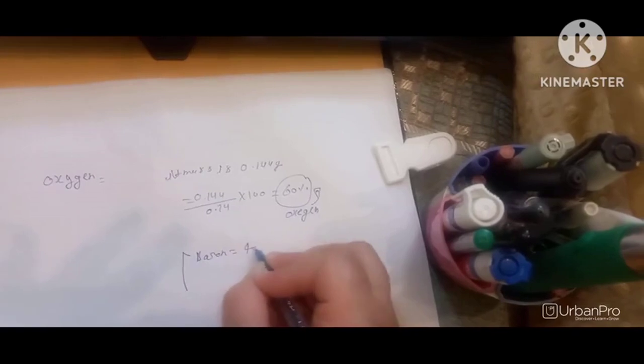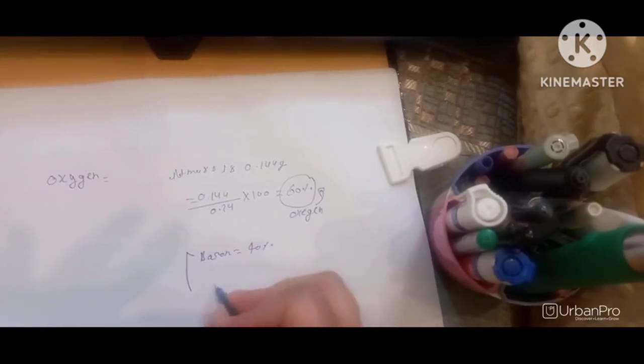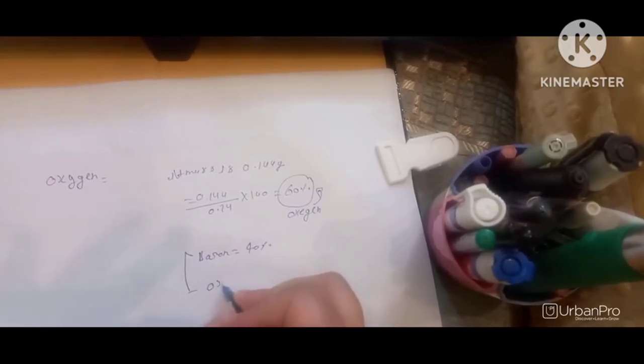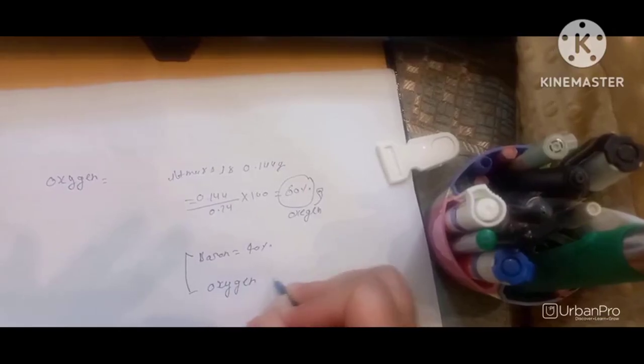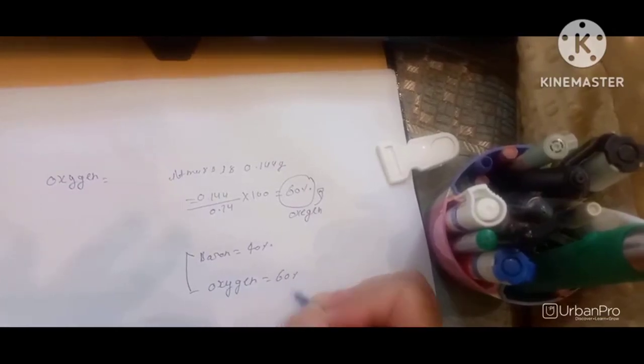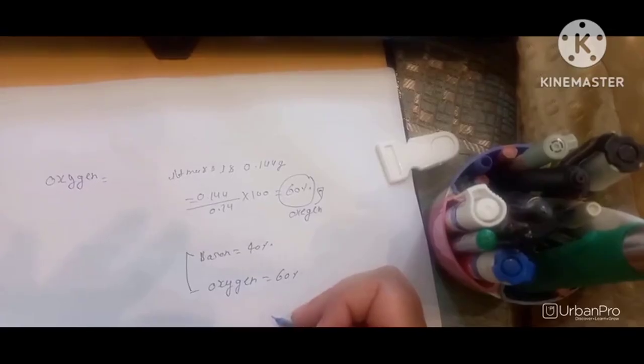boron equal to 40% and the oxygen equal to 60%. Okay.